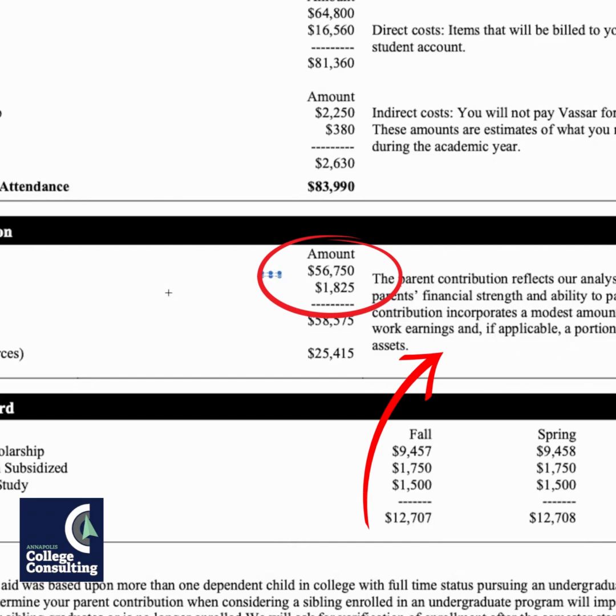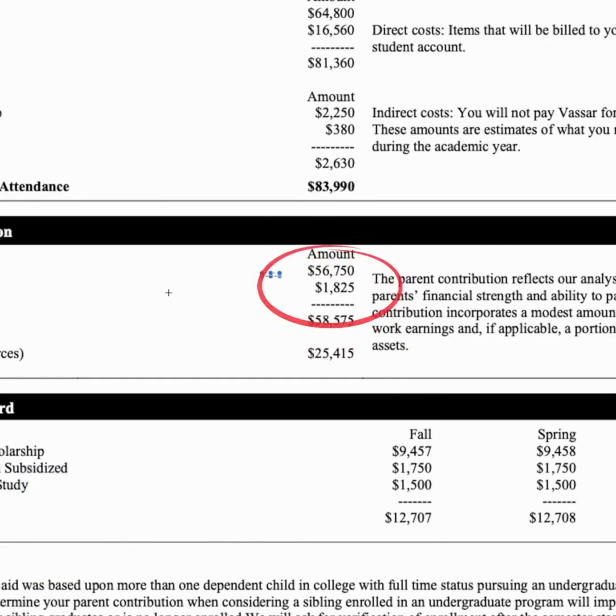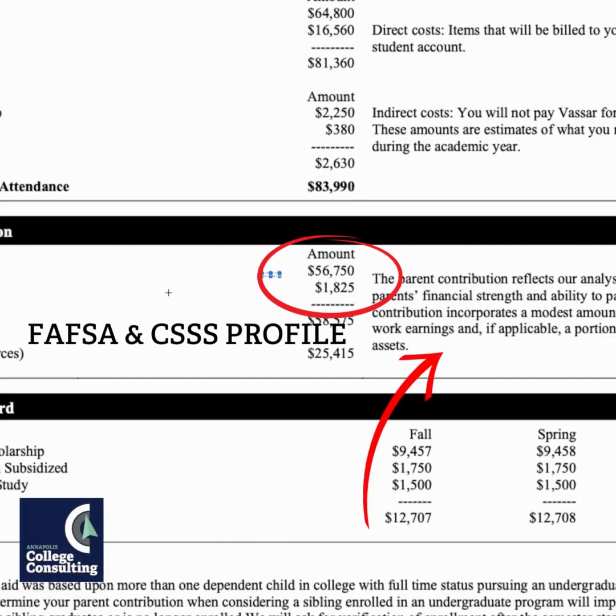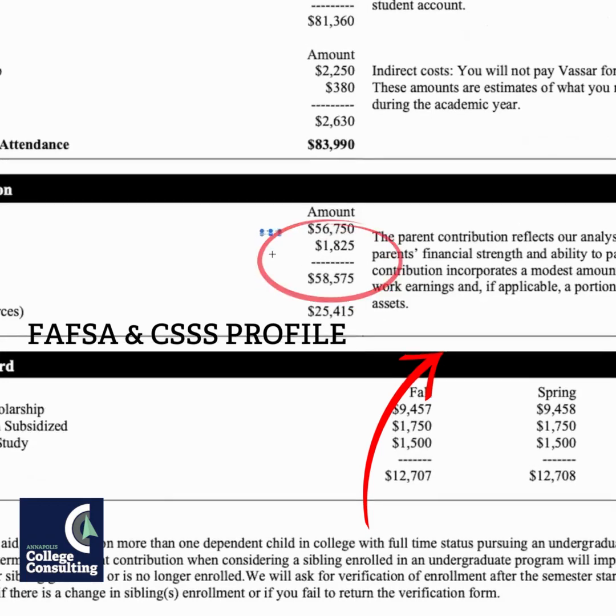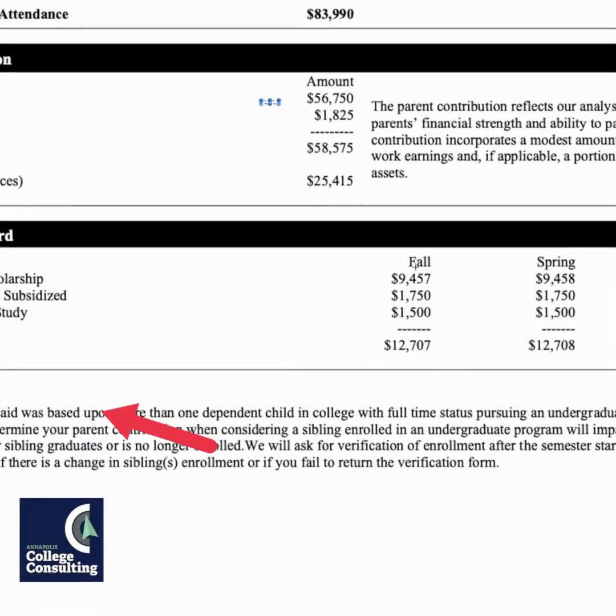So they took the FAFSA, which we recommend everybody fill out, but this school also asks for a CSS Profile. It's a completely different talk, but it's another way of looking at your assets so that they can assess what they think that you can afford. It's interesting. The government always thinks I can afford way more than I actually can. So they're saying this is what they want the family contribution to be. That's the bottom.